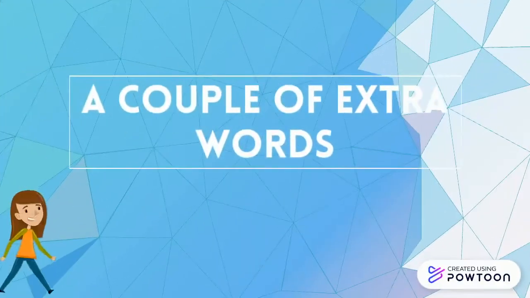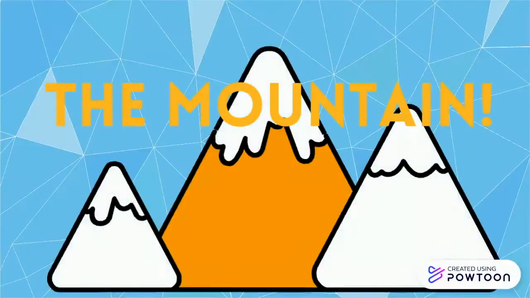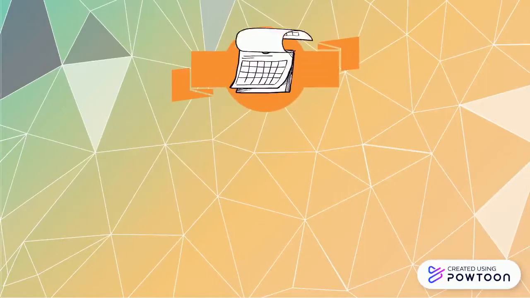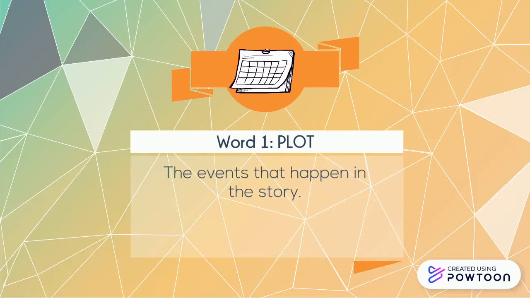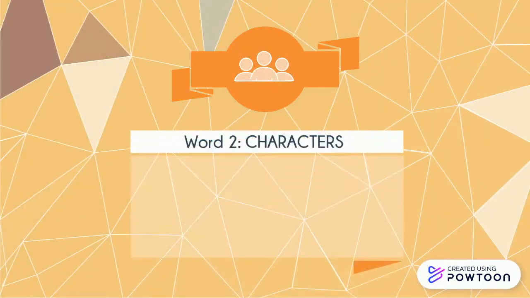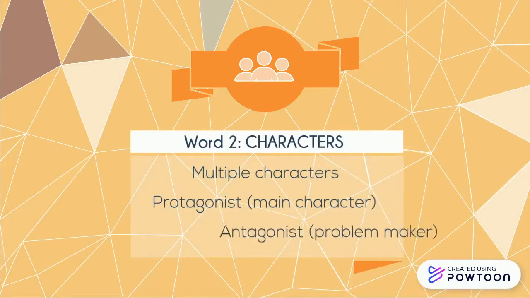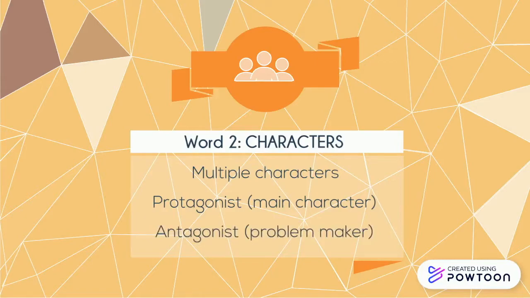A couple of extra words to help you climb the mountain. Word 1, plot, the events that happen in the story. Second word is characters. There can be multiple characters. There is a protagonist, which is the main character, and there is an antagonist, which is the problem maker.